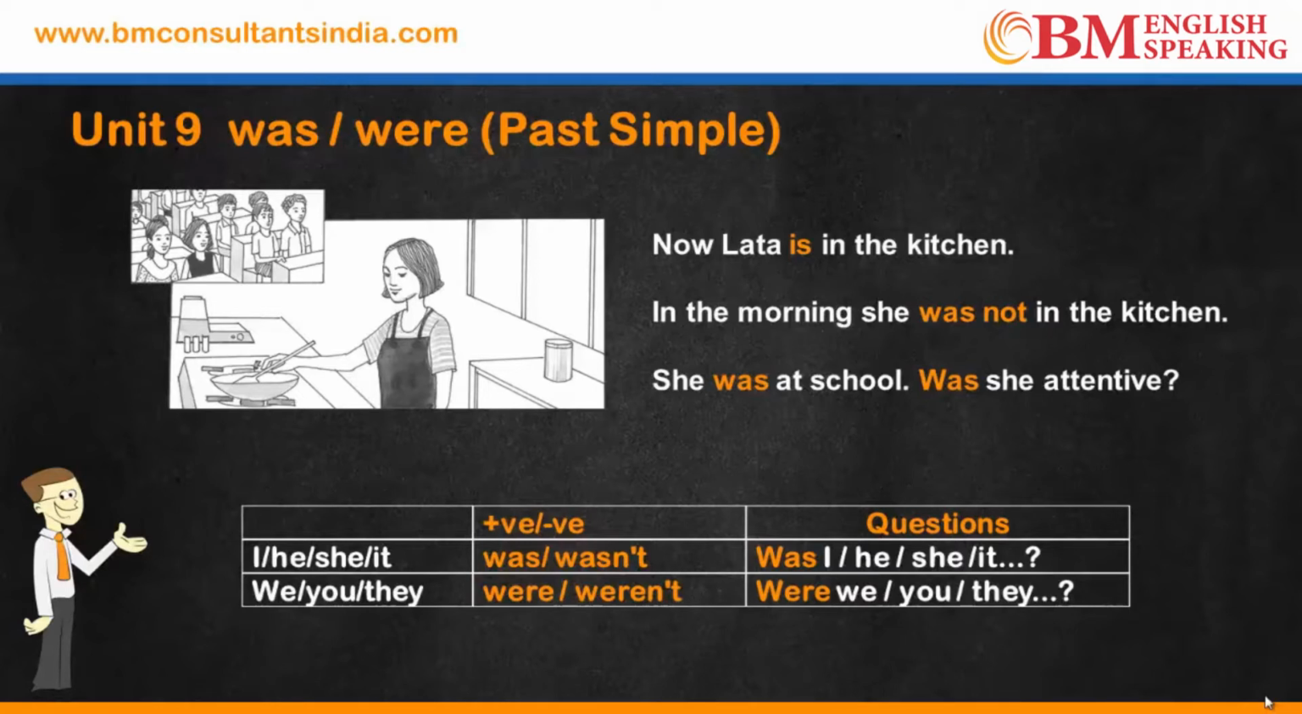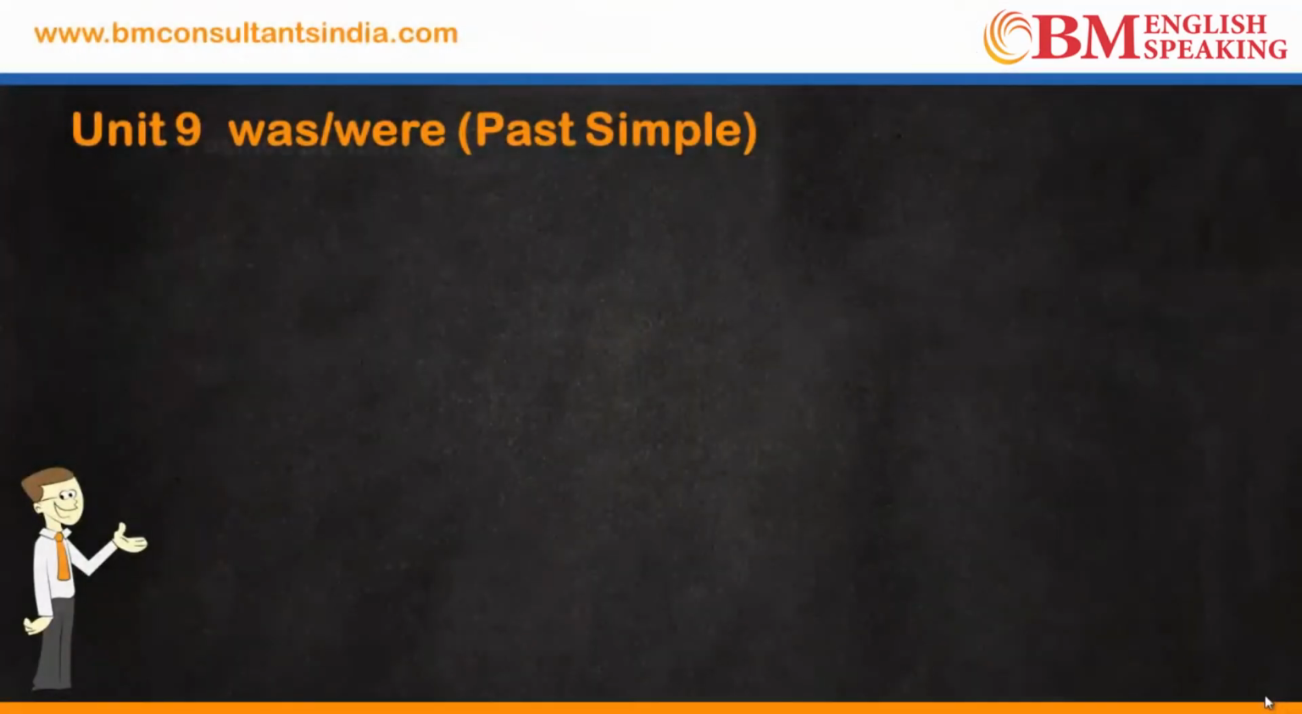Let's look at framing questions with was or were. Was is used with I, he, she, it. Were is used with we, you, they. Was I late? Was he late? Was she late? Was it correct? Were we on time? Were you on time? Were they on time? Let's look at some more examples.